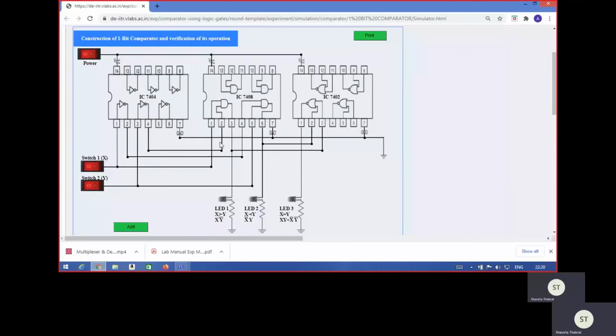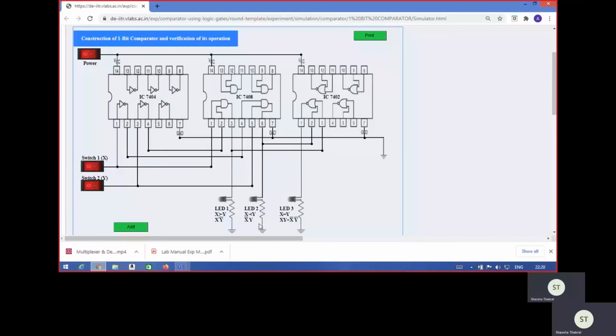So one of the inputs to this AND gate is Y complement, and at pin number 1 we are giving the signal that is X. So this is taking the product of these two, that is X and Y complement. So at pin number 3, X Y complement signal will be generated, and that is giving the decision that X is greater than Y.